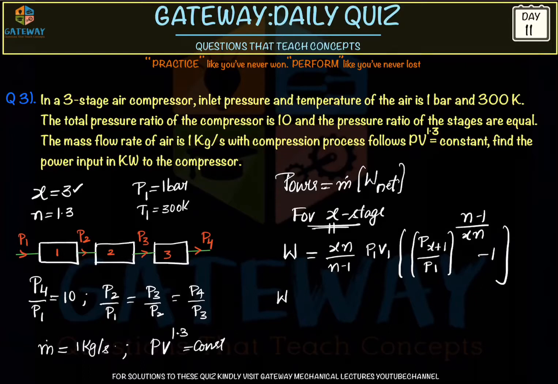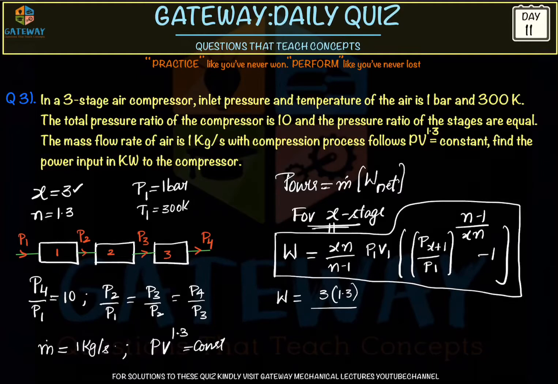So from that we will calculate the work done for 3 stage. So 3 stage is 3 into n, and n is given as 1.3. This is a generalized formula we need to remember for the exam. Practice 2 to 3 times, then it will be very easy to remember. And any question of multi-stage compression we can solve easily.